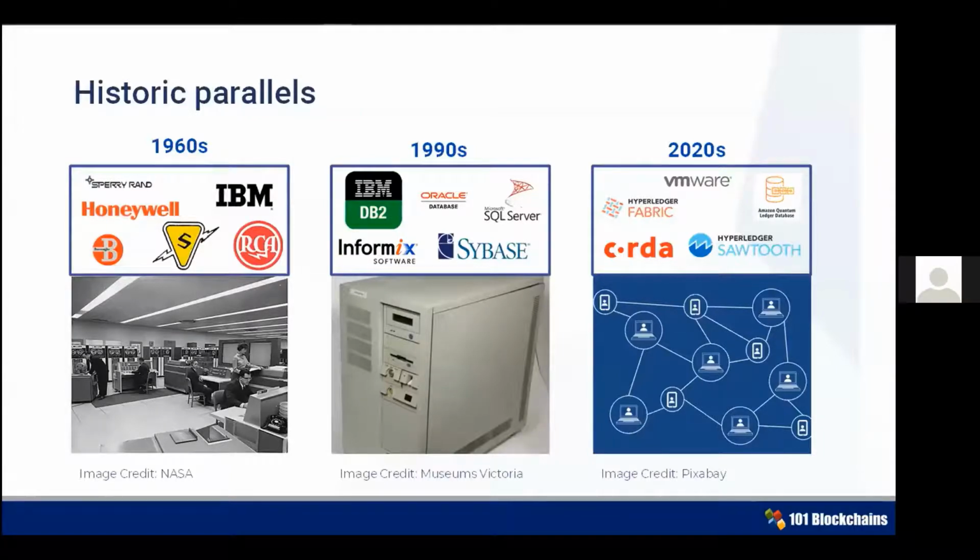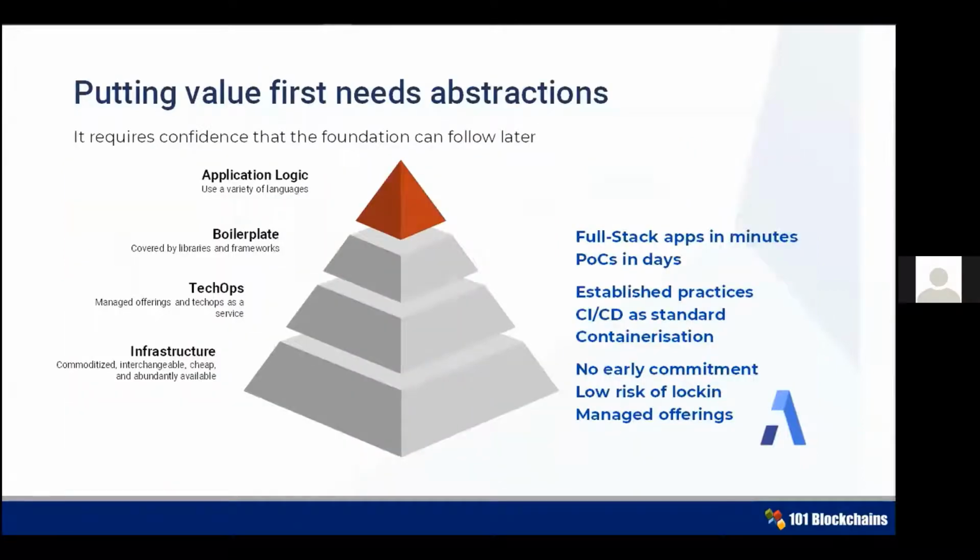So how does that change the cost equation? Next slide, please. Once the infrastructure is mature, commoditized, and just interchangeable, you no longer need to commit early. There's no lock-in, and you have easy access to managed offerings. And we're seeing that happening in the blockchain space, with large tech companies coming into the space and offering properly productionized DLT infrastructures. And of course, that's exactly the sort of infrastructure we're targeting with Daml.